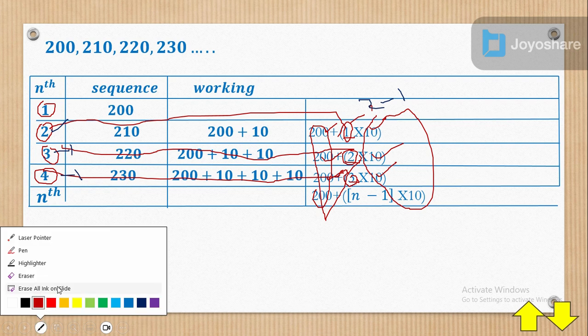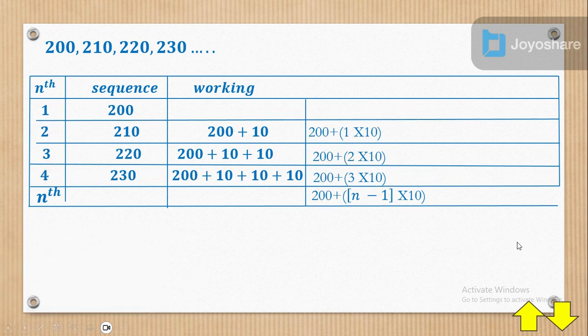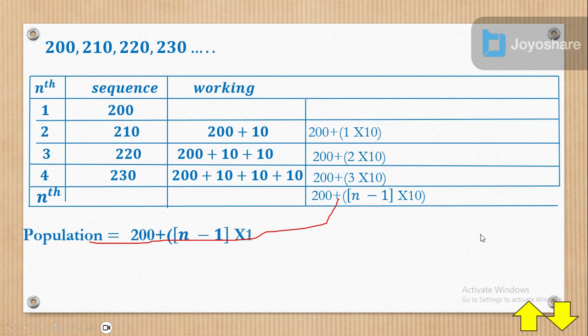Let's proceed. Okay, now we can conclude. So our formula will be population is equal to, now the population formula is done, which will give us the population. So the population they want must be equal to the formula we're going to generate. So it's equal to 200 plus n minus 1 times 10.